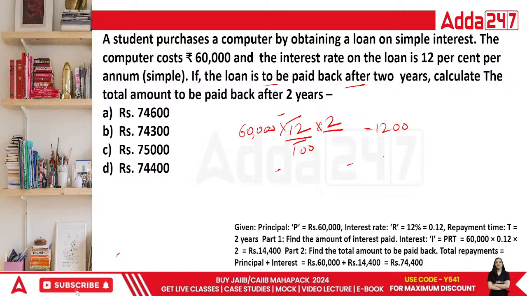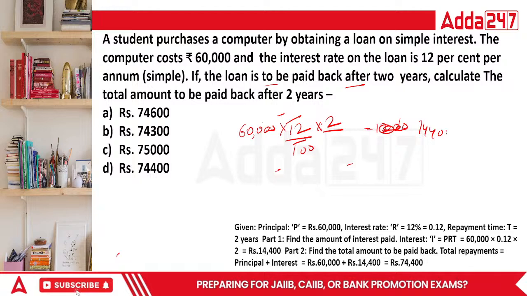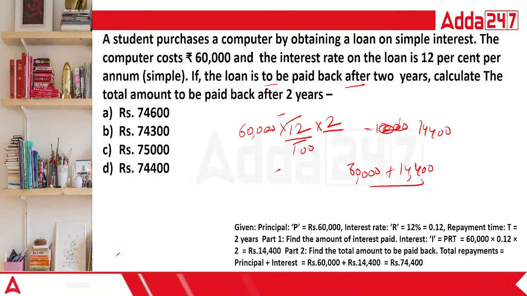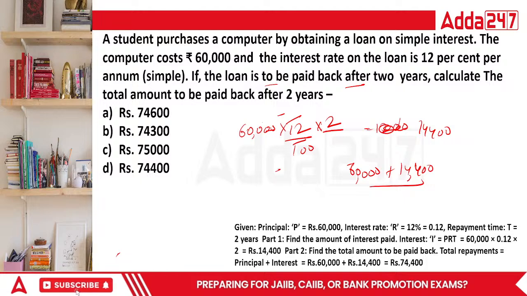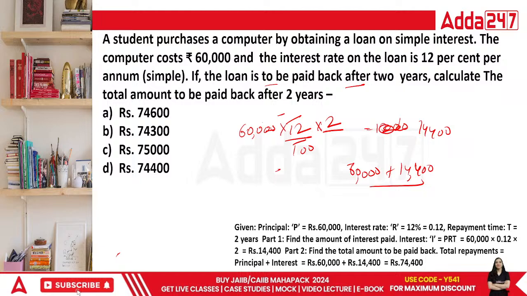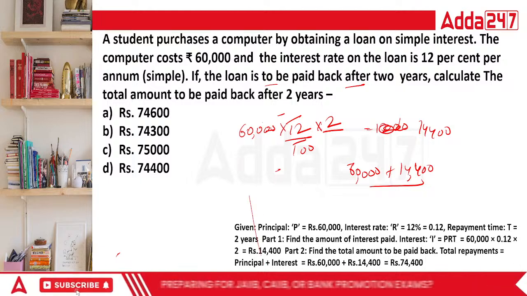Now the answer is 14,400. That means if I initially had 60,000, then after deducting the particular part, this is the total amount we are left with. Right? 60,000 plus 14,400. Done, everyone?